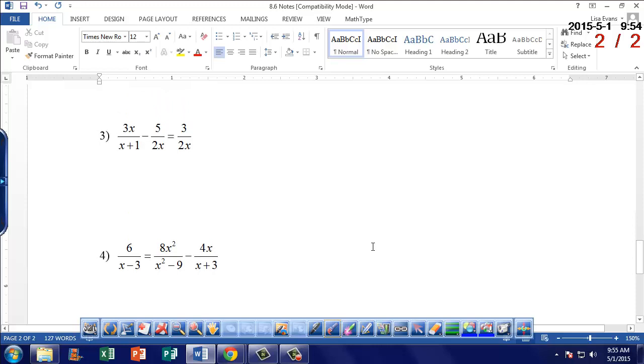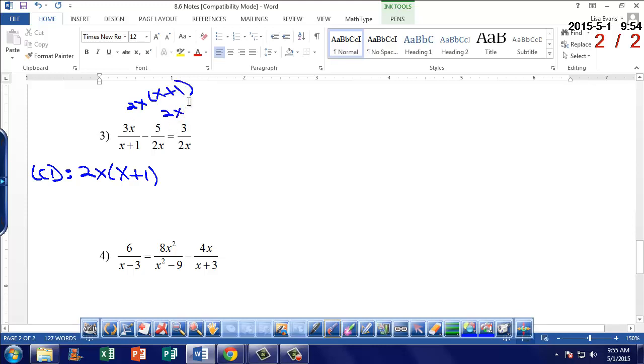So I have 2 more problems here. Okay, let's take a look at number 3. Number 3, I look at the 2 denominators, and it's pretty obvious with all the practice I've been doing that the least common denominator is going to be 2x times x plus 1. So like I said, if you want to go ahead and write this whole thing times every single term, I think that's easier. We'll do that.